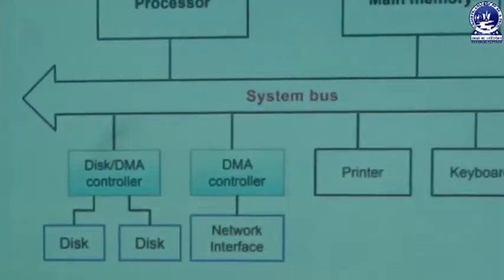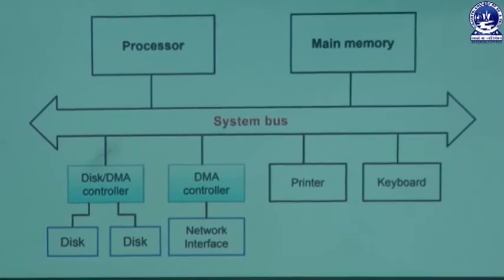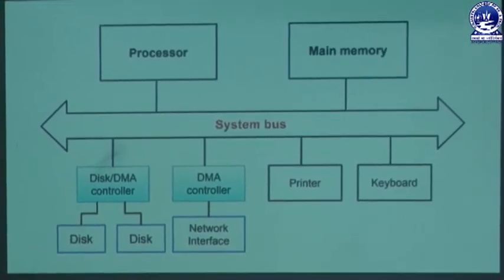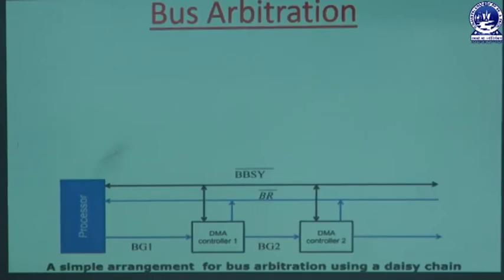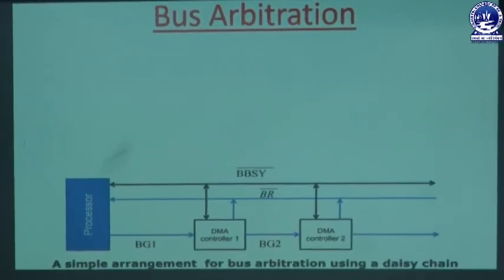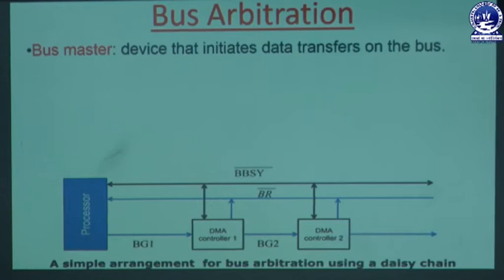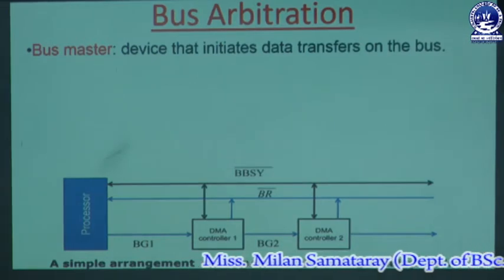Okay, so let's see how access or authorization of the bus is given to the devices. That is called bus arbitration. So what do we mean by bus arbitration actually? There is a bus master which is used to initiate the data transfer on the bus. Let's take an example that two devices are connected to each other by using a bus. The device which transfers the data by using that bus is called the bus master.